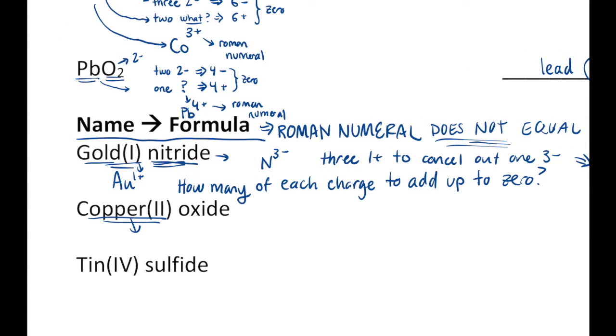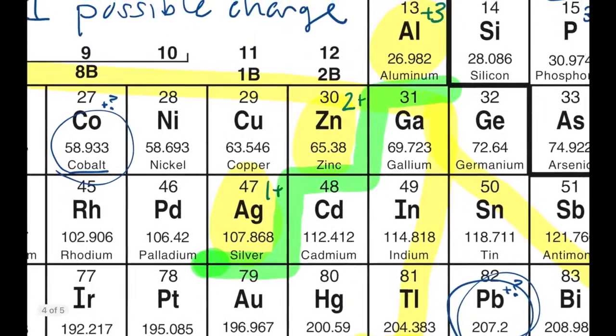Copper 2 oxide, let's look at this next example. Copper 2, that is Cu2+. That Roman numeral 2 means it's a charge of 2+. We know oxide is 2-. So you look at both of those and you just have to ask yourself, do they cancel each other out right away? And the answer is yes. If you have a 2+, that cancels out 2-, so you just need 1 of each. Therefore, your formula is going to be CuO.